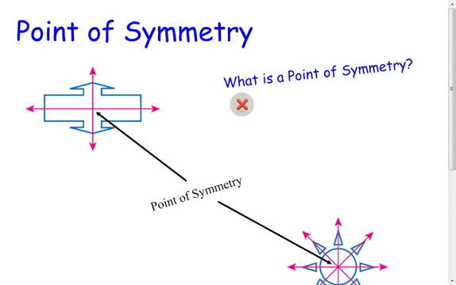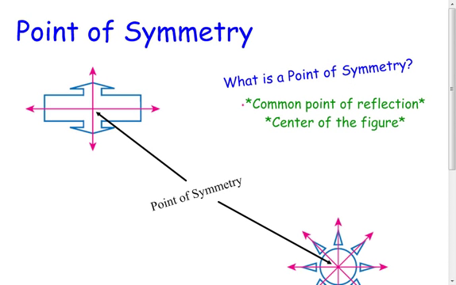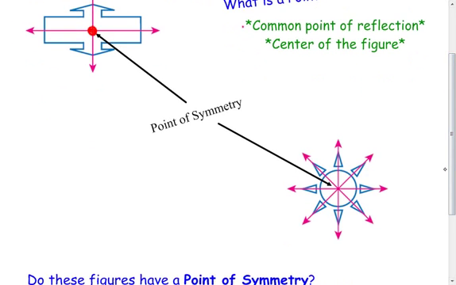And then my last one is just point of symmetry. What is a point of symmetry? It is that common point of reflection, or it's the center of the figure. Actually, it's both of them. So what I like to do is I like to take my figure and draw in all the lines of symmetry. If all the lines of symmetry intersect at one point, point of symmetry. I have my other one over here. All my lines of symmetry intersect right here, point of symmetry.